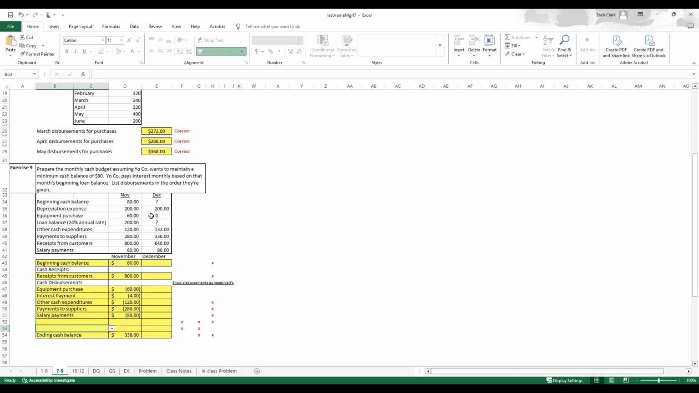So we're missing something. Sorry, bear with me as I figure this out. We want to maintain a minimum cash balance of $80. That's fine. We're going to link to the beginning cash balance there. Let's just put in some of the other amounts here. So we have those. So that's 640. Let's see. So again, depreciation expense, we don't need anything there. There was no equipment purchase in December. Our loan balance of $200.